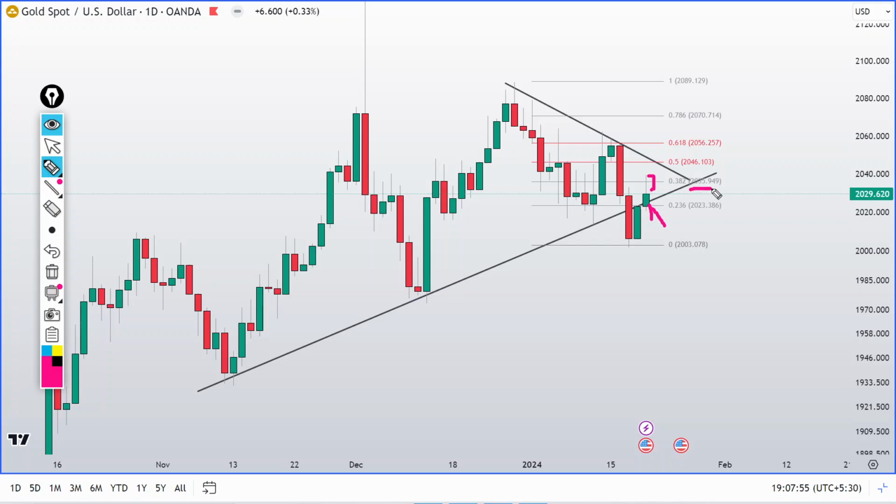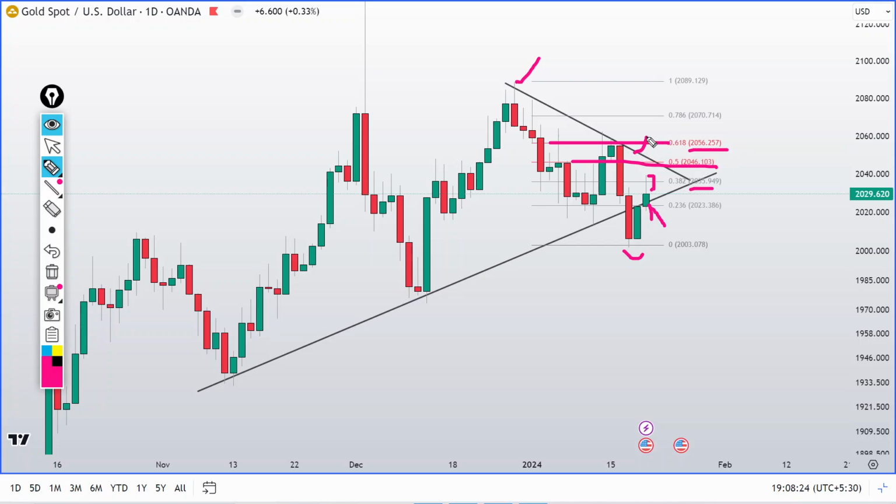This is the Fibonacci level. If you draw a Fibonacci from this high to this low, this is the 0.382, which is around 2035. The price tried to break above this and we have seen rejection, and the daily candle is also not looking good. So for a safe buy, I think we have to wait for it to break above this golden zone, and the high of this golden zone is around 2056.